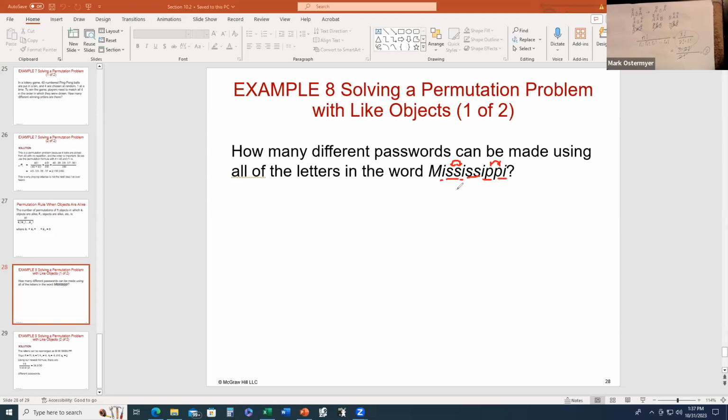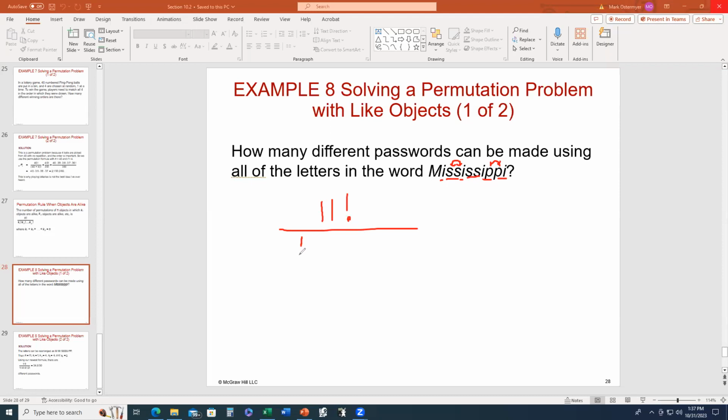So how many different unique words or passwords can we form from the word Mississippi? We're going to have to use the rule that we established above. How many letters are in the word Mississippi total? There are what, 11 letters? So 11 factorial divided by, how many times does M repeat? 1 time. So this is divided by 1 factorial.